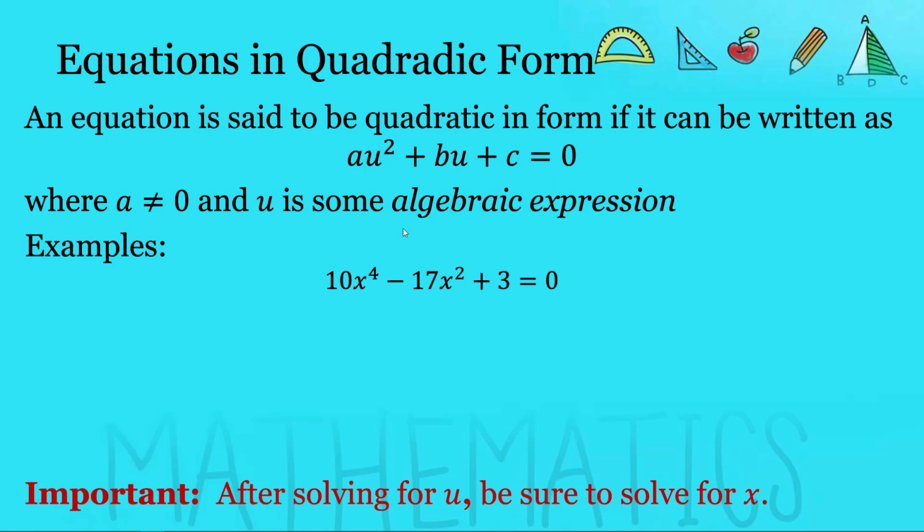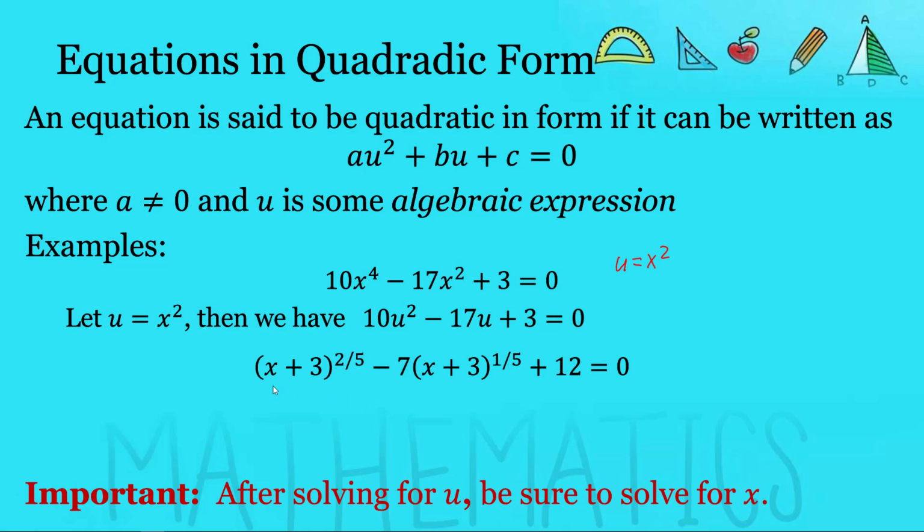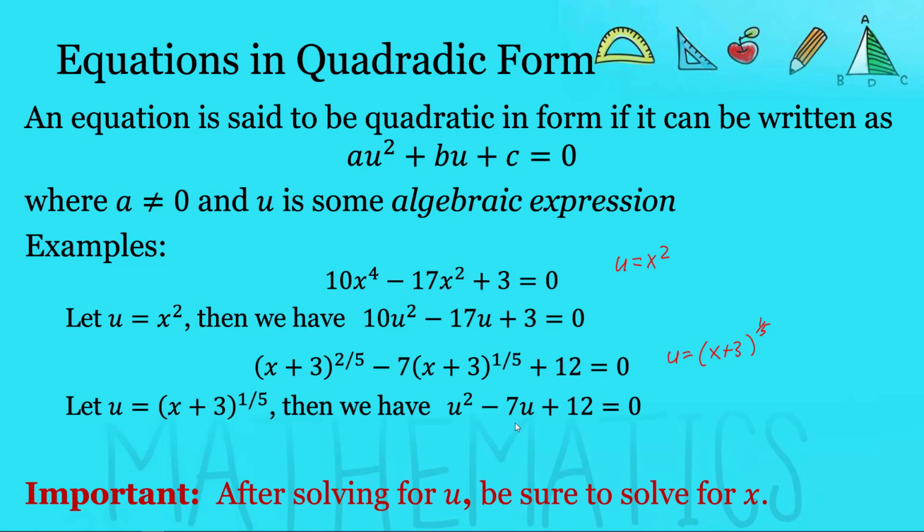For example, here we have 10x to the 4th minus 7x squared plus 3 is equal to 0. If we let u be equal to x squared, we get this right here. Okay. Similarly, here we have (x plus 3) raised to the 2/5 power minus 7 times (x plus 3) raised to the 1/5 power plus 12 is equal to 0. If we let u be equal to (x plus 3) raised to the 1/5 power, you guessed it, we have a quadratic equation. So we can solve for u, and then once we find our solutions for u, we can go and solve for x.